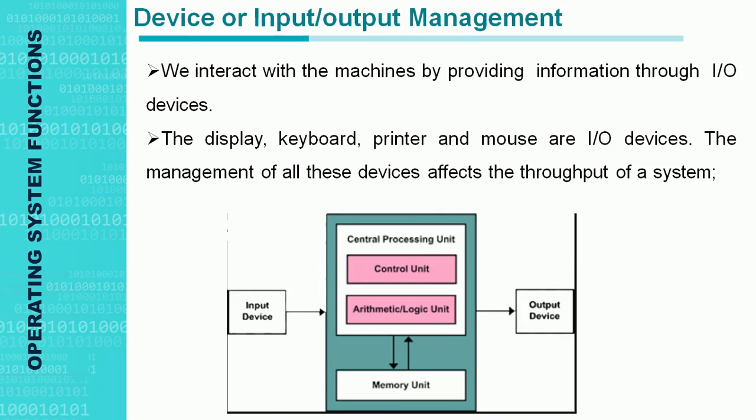Next, input output management. Here, in input output management, we interact with the machine by providing information through input and output devices. For example, an input device is a keyboard or mouse; these are some input devices. Output devices are display, printer, etc. The management of all devices affects the whole system.